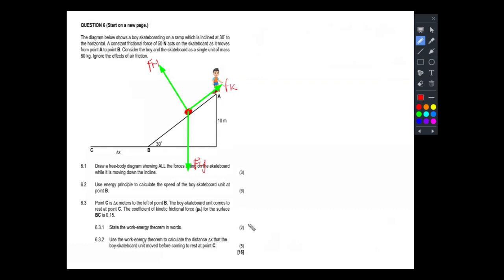And then just like that, we have ourselves 3 marks. So each and every force there will be awarded a mark. Then okay, just like that.